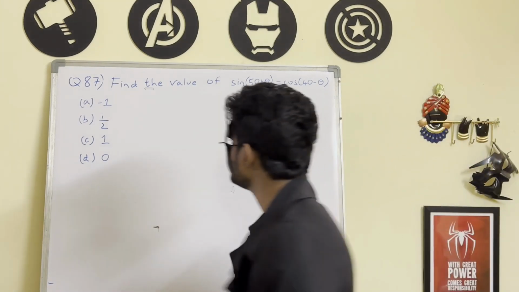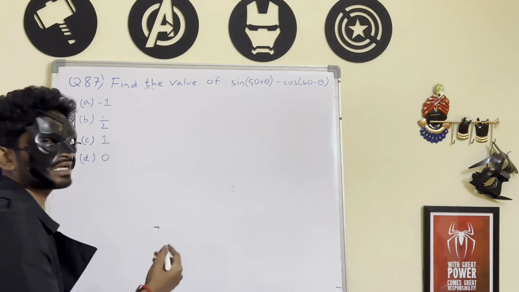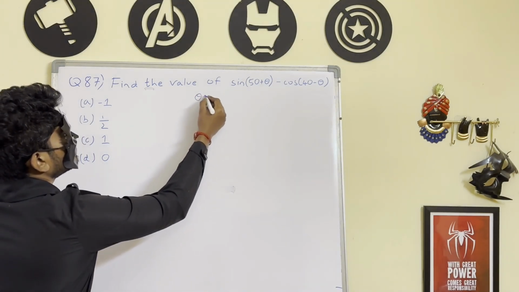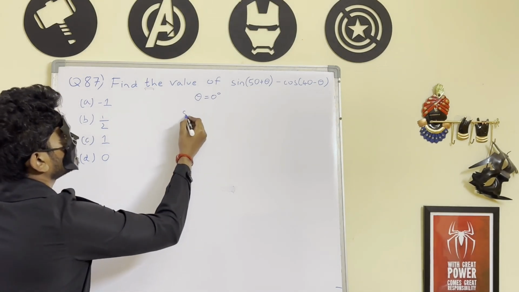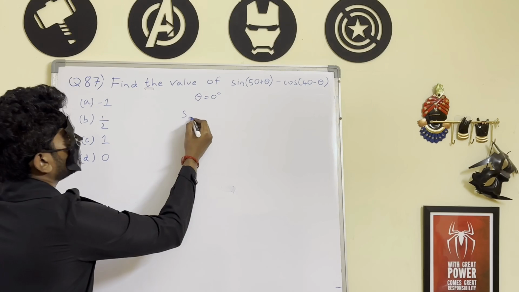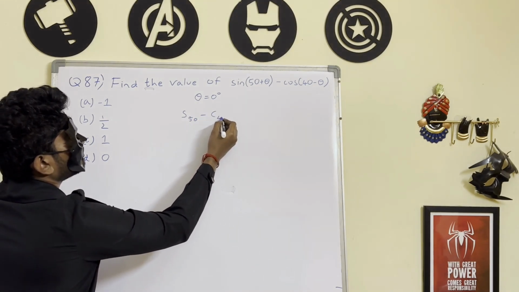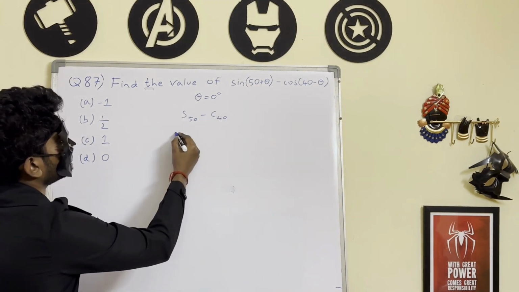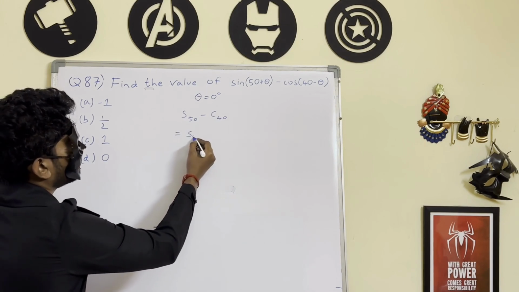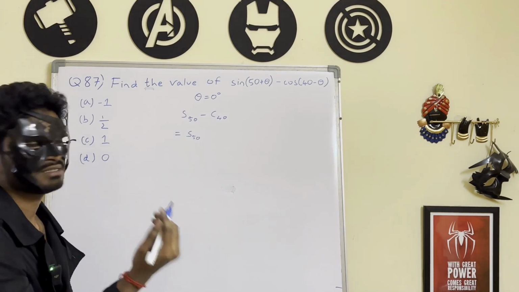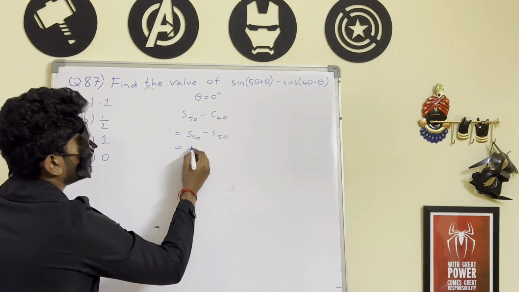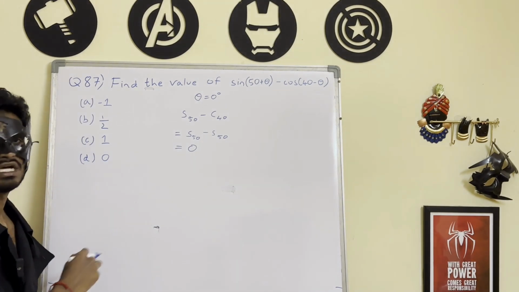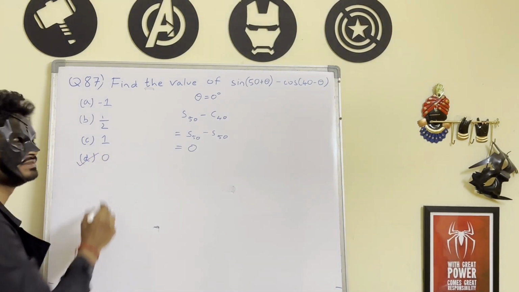So here I can put theta is equal to 0 degrees also, I can use value putting method. If I put theta equal to 0 degrees, this will be nothing but sin 50 degrees minus cos 40 degrees. And we also know that cos 40 is nothing but sin 90 minus 40, which is equal to sin 50. Sin 50 minus sin 50, they both will cancel out each other, the answer will be 0. So here the right answer is option D, 0.